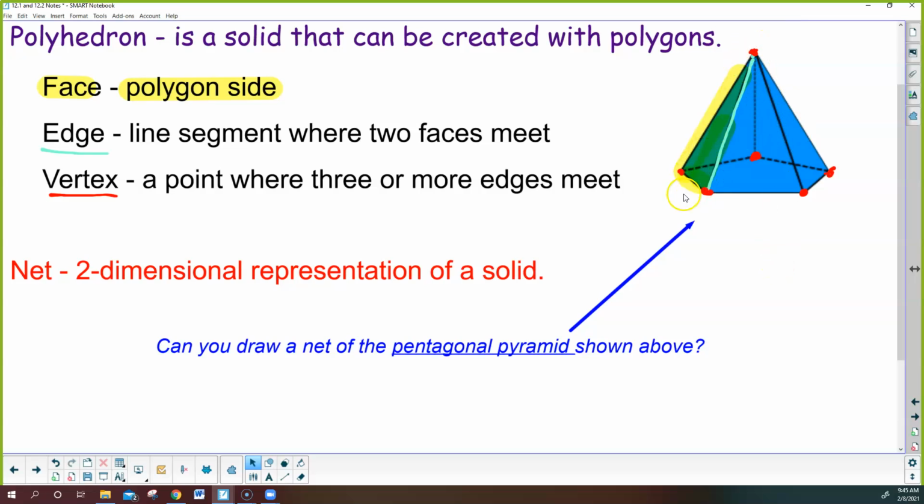And by the way, I should have showed you, I'll show you how to draw this three-dimensionally as well. A little trick I learned on how to draw three-dimensional shapes. But go ahead and try to draw the net of this shape and see what you get.